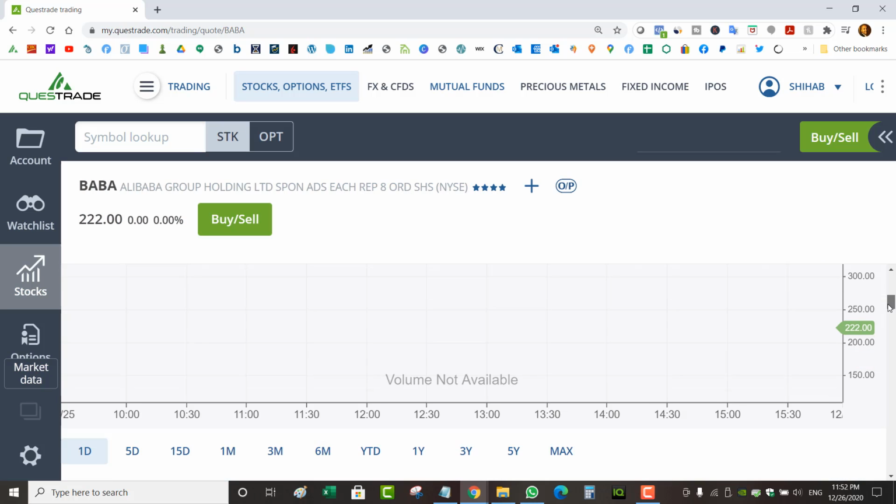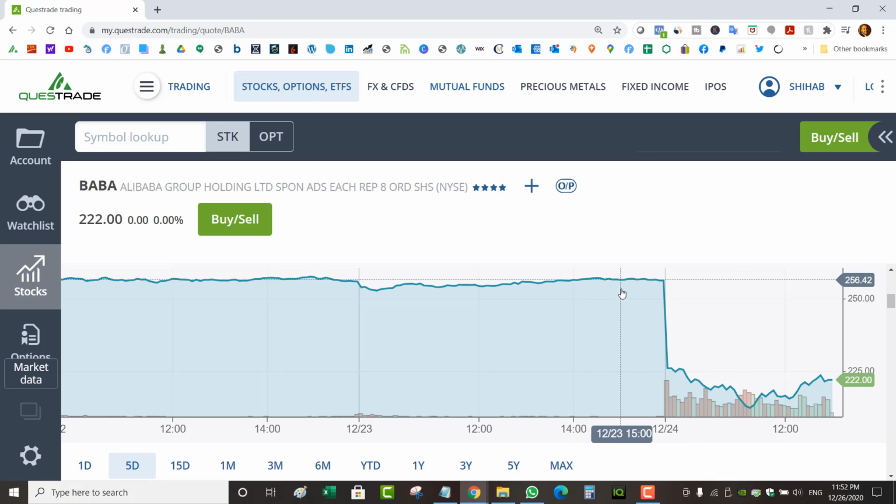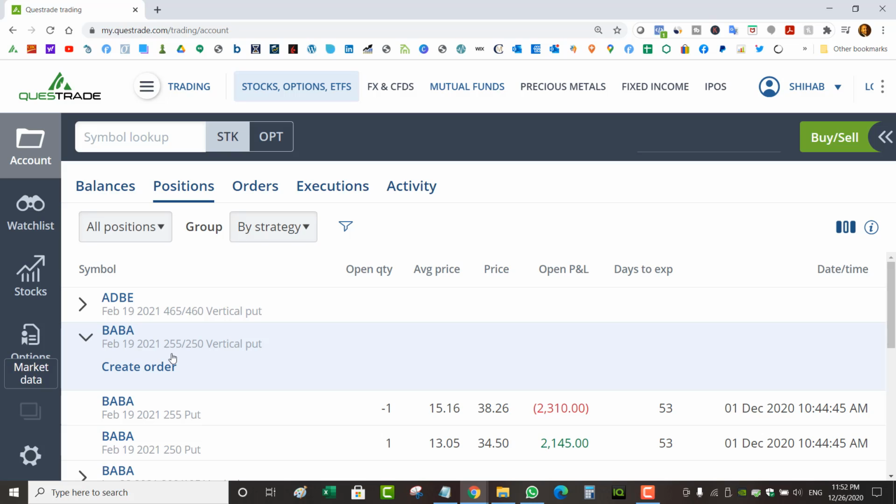And if we look at the chart, let's look at the 5-day chart. Look at this beauty. Look at this, from 256 all the way down to 212. Wow, I didn't even know it reached a low of 212. That's really, really scary. So my put spread, I only win on this put spread as long as BABA stays above 255 by February 19. I still have time. I've got 53 days to go.